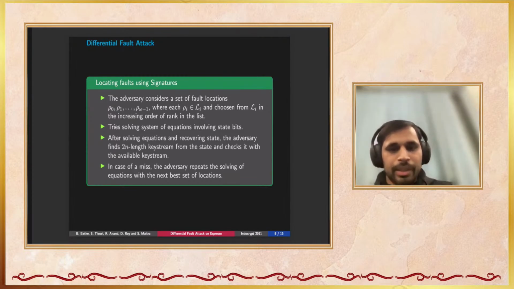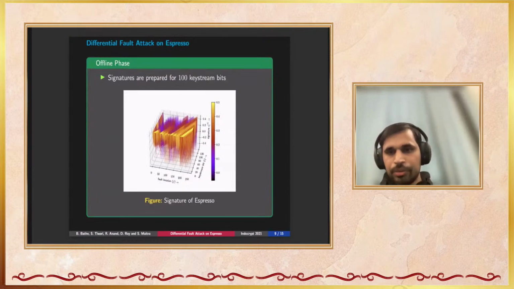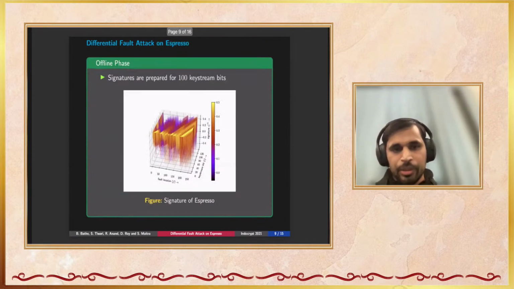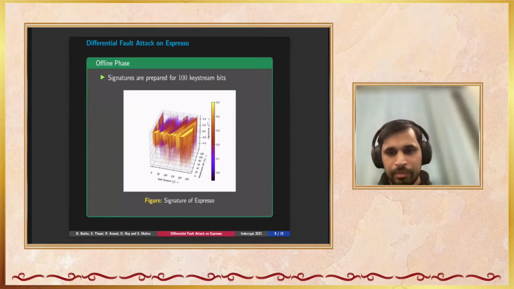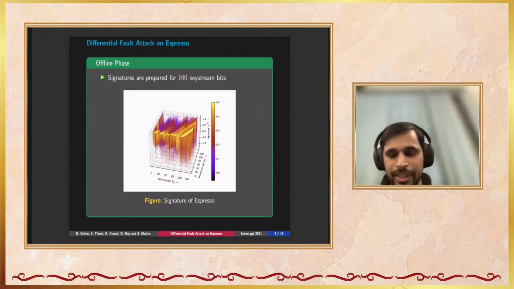If it is a miss, then the adversary will repeat solving the equations with the next best set of locations. So this was the method in which the location of the fault can be found. Now in case of Espresso, this figure gives the signature of Espresso, and we can see from this plot that the signatures for Espresso are very good, which means that we have a very high chance of locating the fault locations easily.